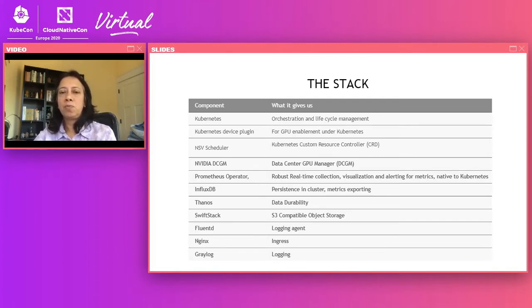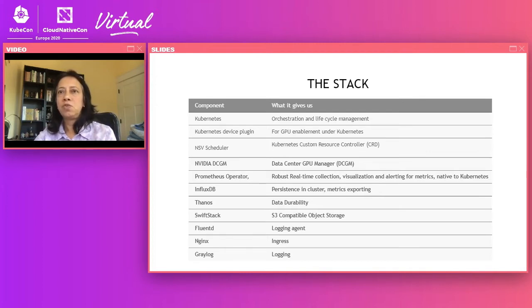We decided to use Prometheus operator for metrics collection and alerting. This stack comes with Grafana for visualizing. This is native to Kubernetes and widely used with a lot of community support behind it. It is highly performant in collecting metrics and writing to remote storage. To support in-cluster data persistence, we use InfluxDB. Thanos and SwiftStack Object Store are used for data durability and storage.